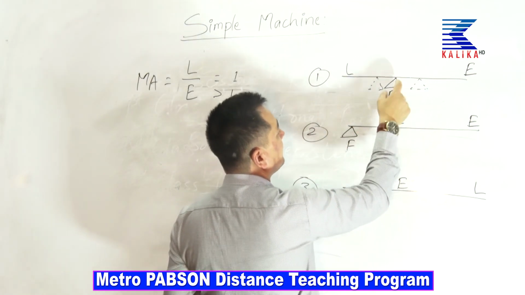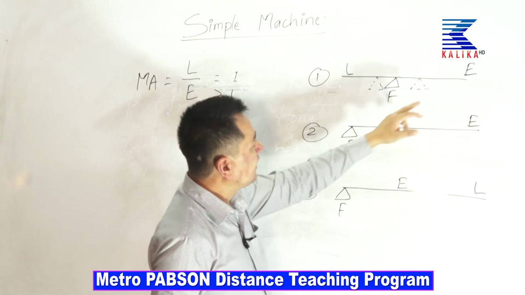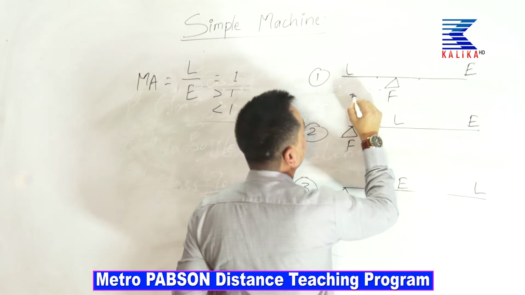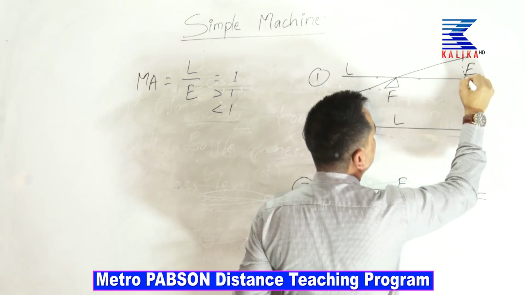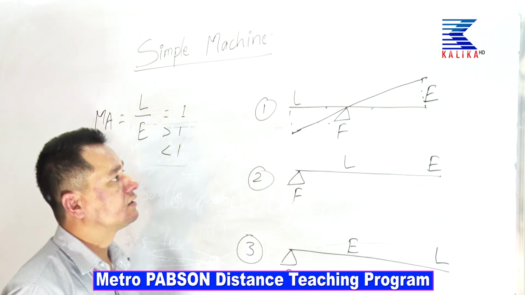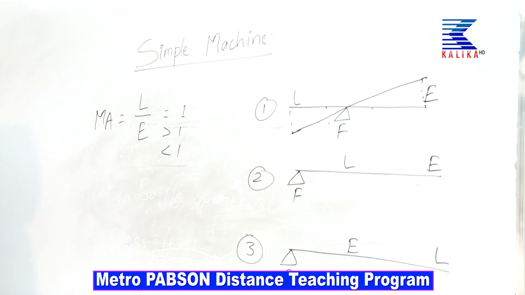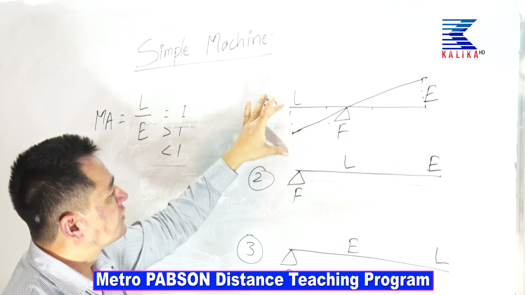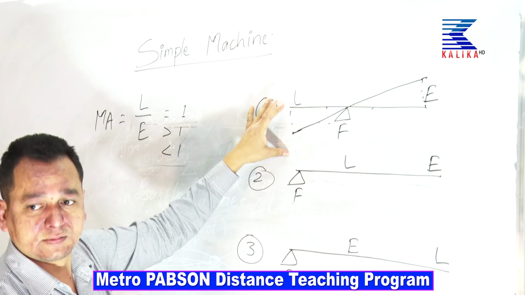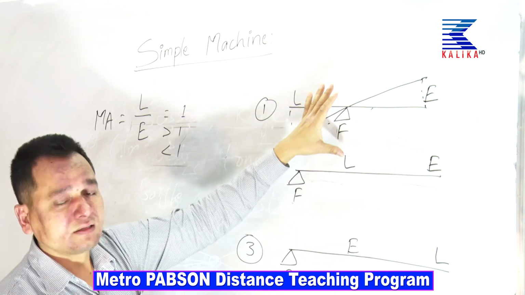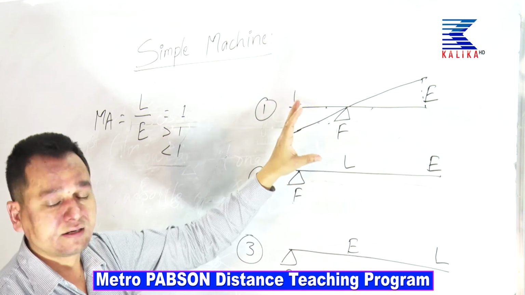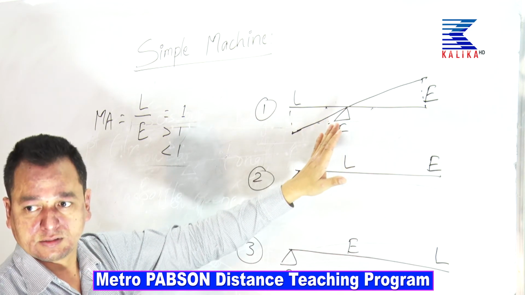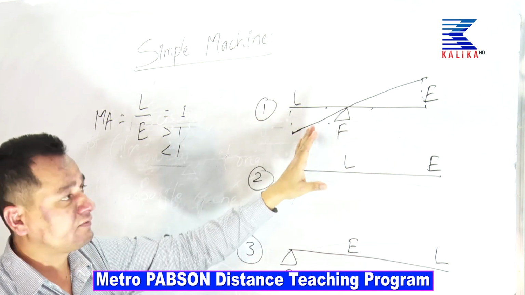If it is exactly at the middle, then effort distance means this distance and this distance. Effort distance and load distance, they are equal. If these two distances are equal, and if you are assuming this device to be an ideal device, 100% efficient, just suppose, we don't know how much friction is acting here or acts here. So let's suppose it is an ideal machine, it is 100% efficient machine.